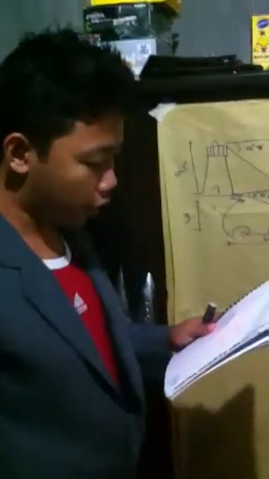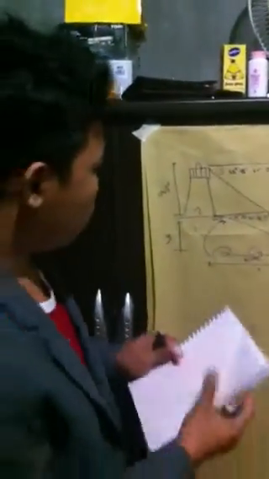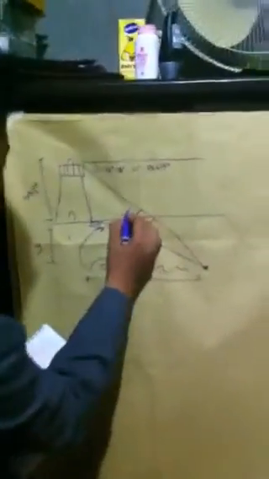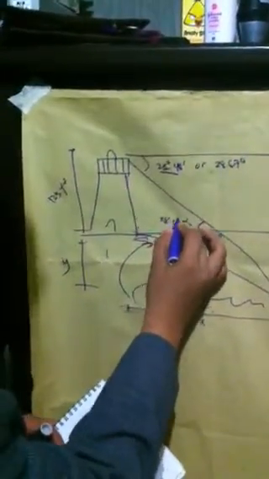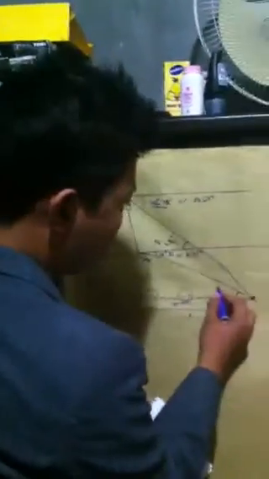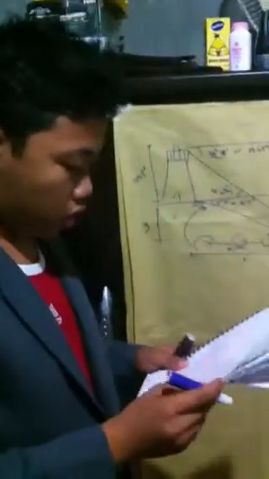So let's first find the width of the river. So given this as alpha, and it's corresponding to this, it's 28.67 degrees. And this angle is corresponding to this, so it's 18.33 degrees. Next we must find this angle, which we can call beta.